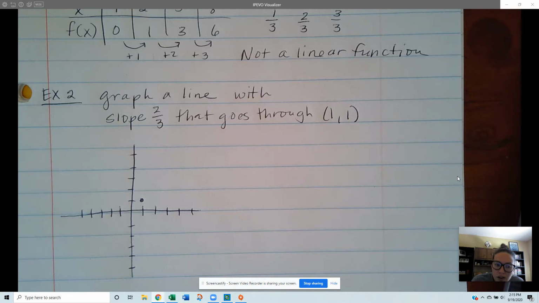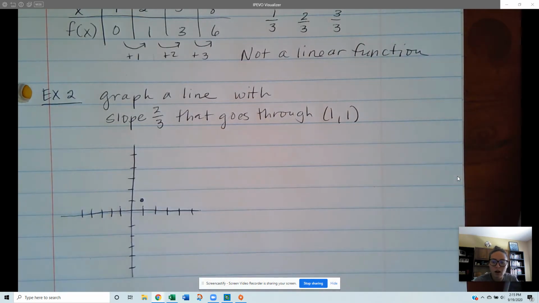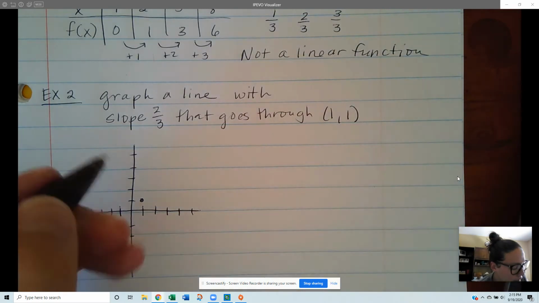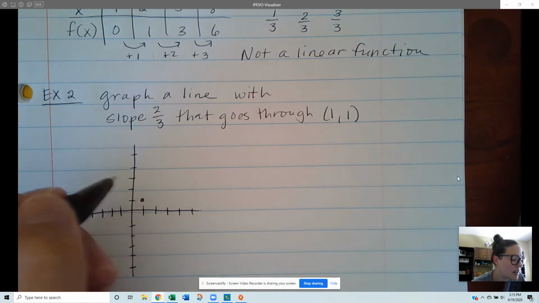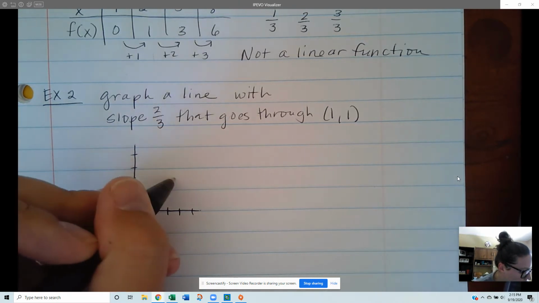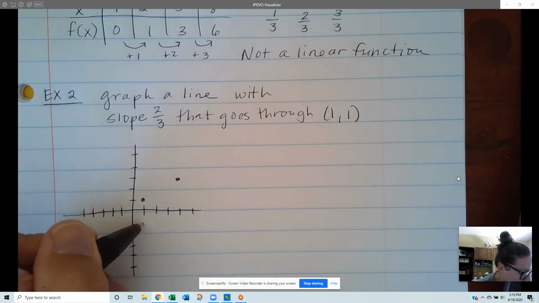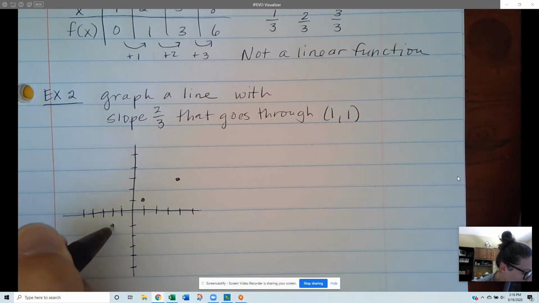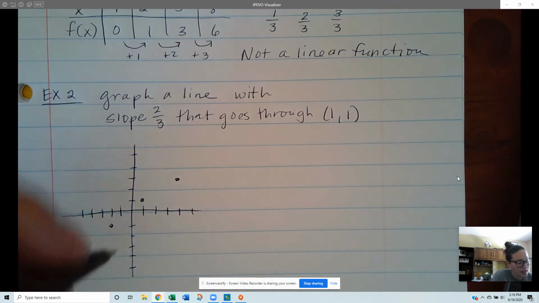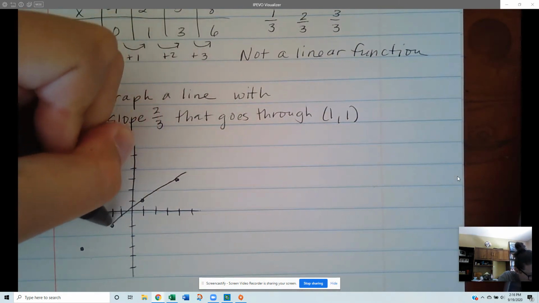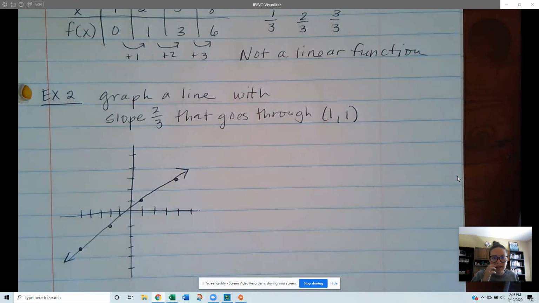Well, if I have a slope of 2/3, that means that my rise over run is 2/3 always. So that means I can just go from here, even though it's not the y-intercept, that's okay. I can go up 2 over 3. And I can do a couple points this way, down 2, back 3. And then I have my line, and I can connect just like that.